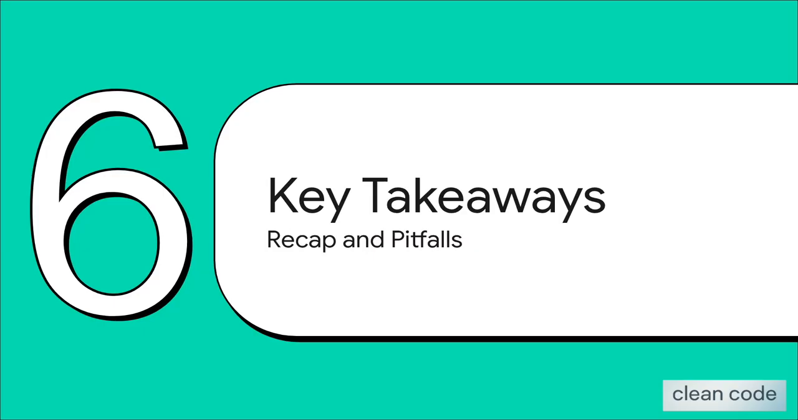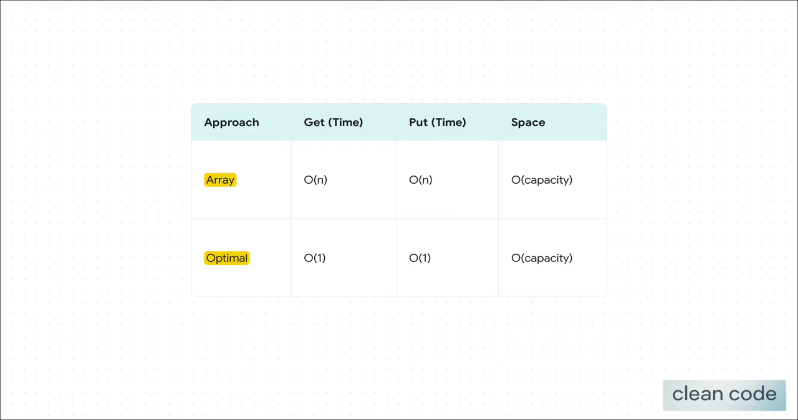Okay, let's just zoom out for a second and quickly summarize what makes this whole two-part solution so incredibly powerful and effective. I mean, just look at the difference here. It's night and day. The simple array approach left us with O(n) operations that just get slower and slower as our cache grows. But by combining the hash map and the doubly linked list, we achieve the holy grail, O(1) constant time for both getting and putting data while the space just scales with the capacity. It's a massive, massive win.